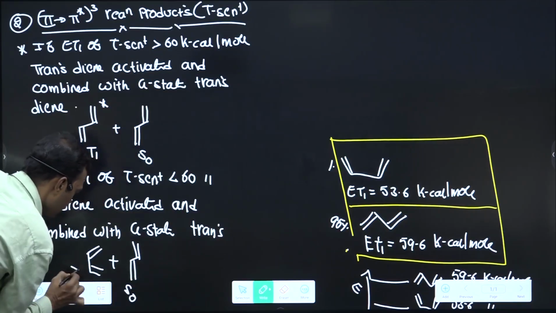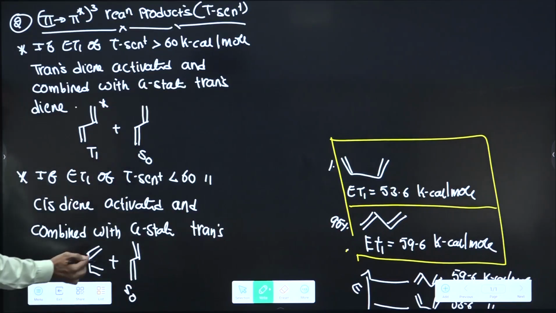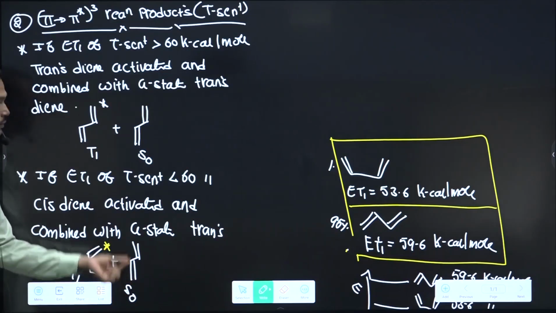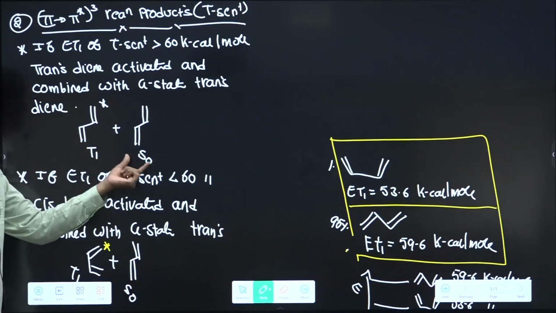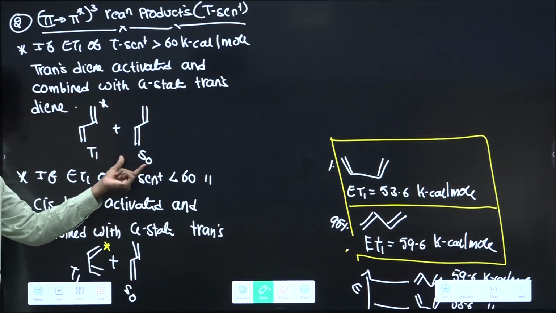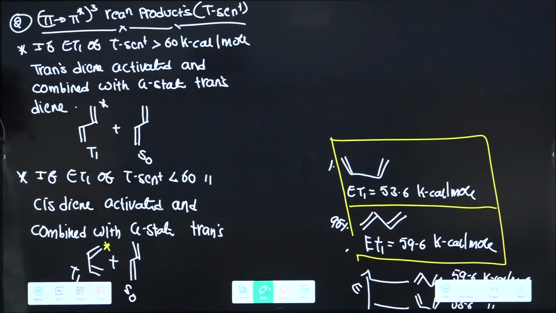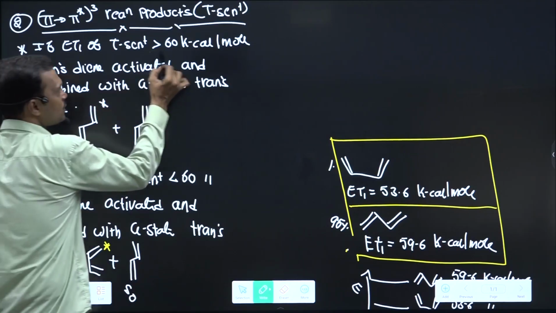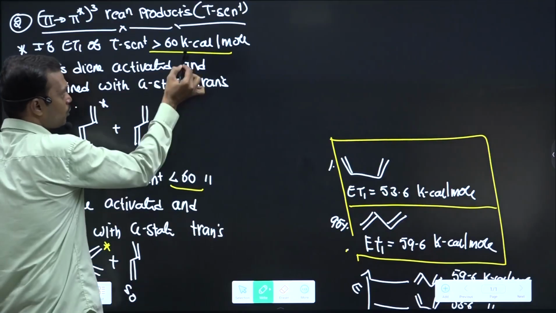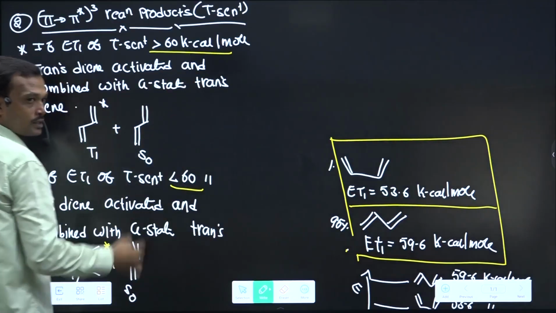This is ground state and this is triplet state T1. Activated cis combined with ground state trans. Activated trans combined with ground state trans. If you know this point, then you can write the dimer products very easily. Your key point is the triplet sensitizer value: it is more than 60 kilocalorie or less than 60 kilocalorie.